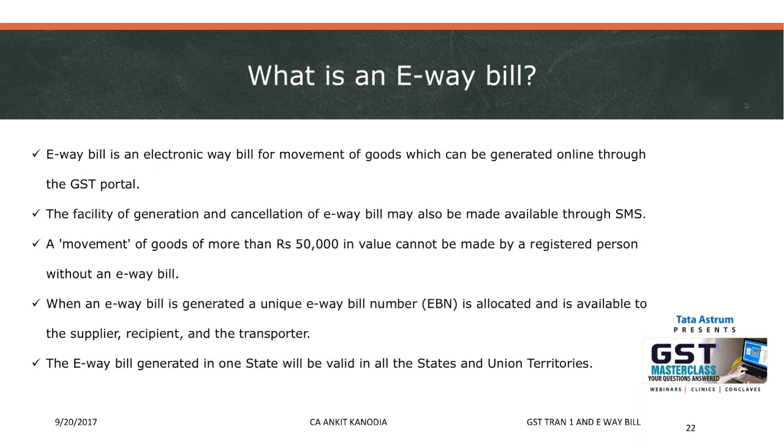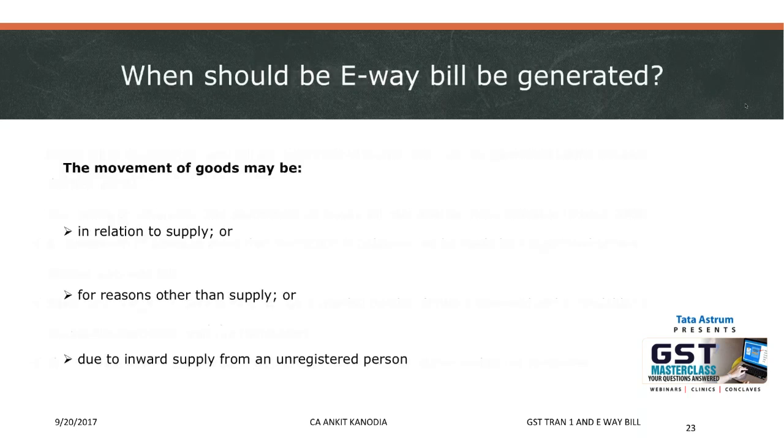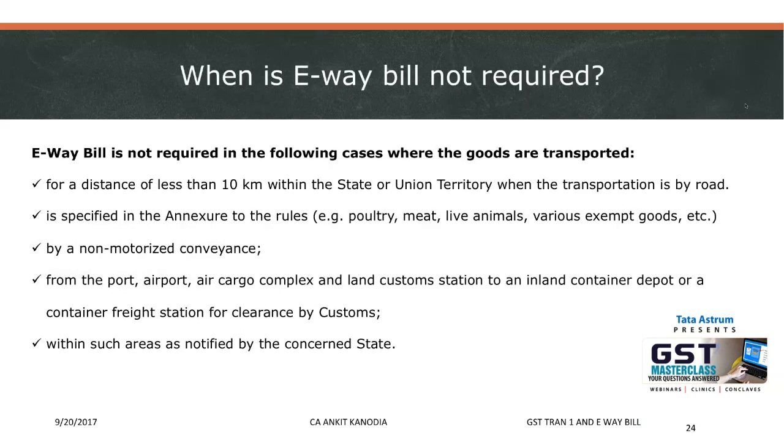There is a threshold limit of consignment value of 50,000 rupees. So if your consignment value is up to rupees 50,000, then e-way bill is not required. Also, e-way bill is not required for a distance of less than 10 km within the state. So you have to see, e-way bill is required to be filed before the commencement of such movement, where the consignment value is more than 50,000.